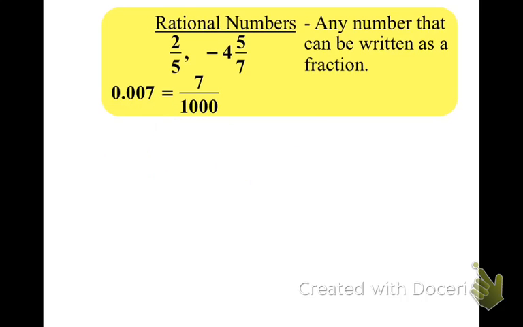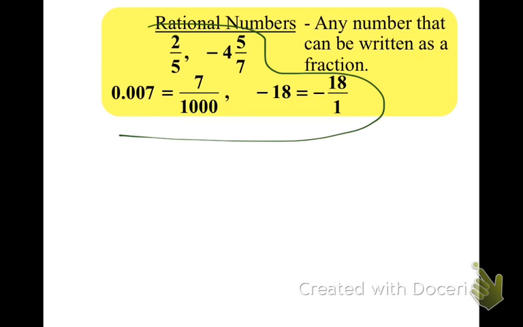And then I also have -18. Why -18? Because I can write it as -18/1. So I want all of these examples, every single example, in your notes as well. How do we know it's a rational number? Because we can write these as a fraction.